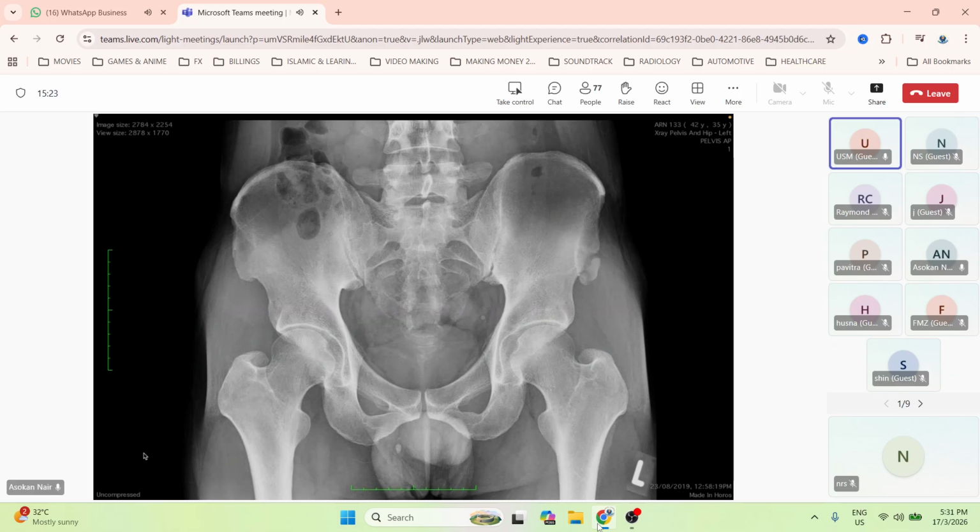I can see that there is a cortical discontinuity at the left anterior superior iliac spine, and with some minimal displacement of the fracture fragment. Apart from that, I don't see any other fracture over the visualized bones. The bilateral hip joints are also preserved. There is no abnormal mineralization of the bone. So my diagnosis is the fracture of the superior inferior iliac spine.